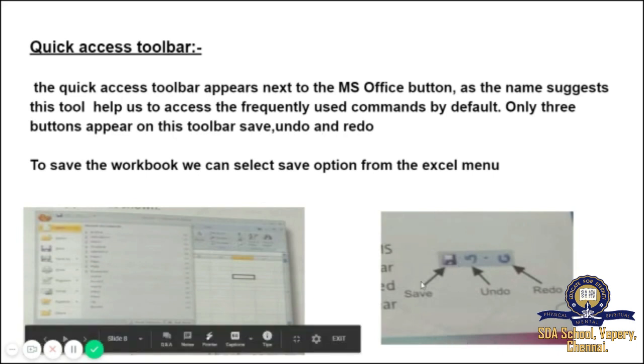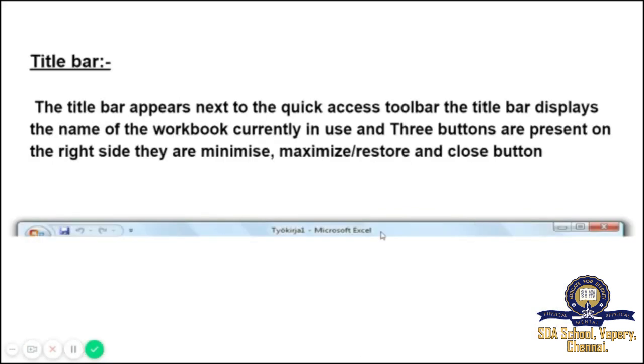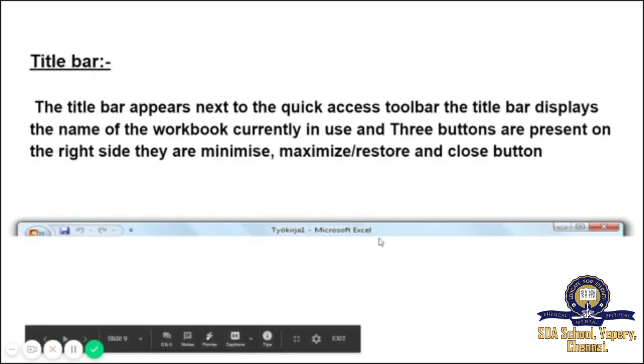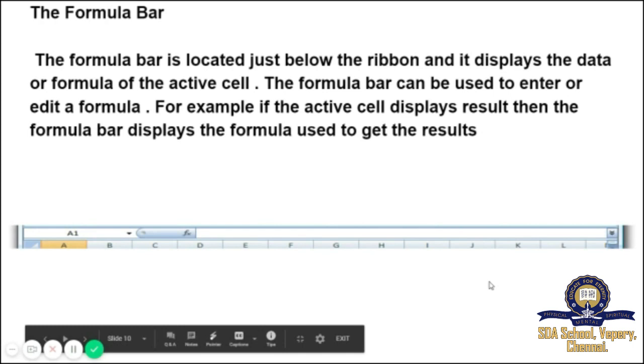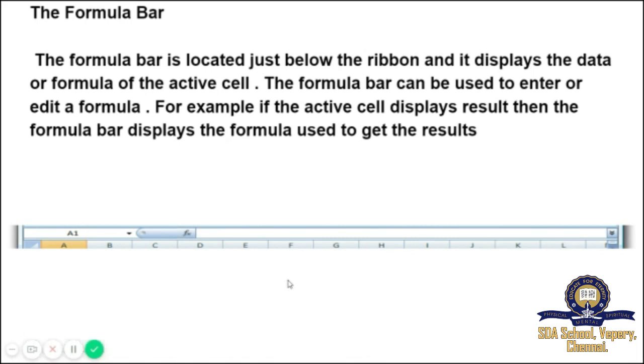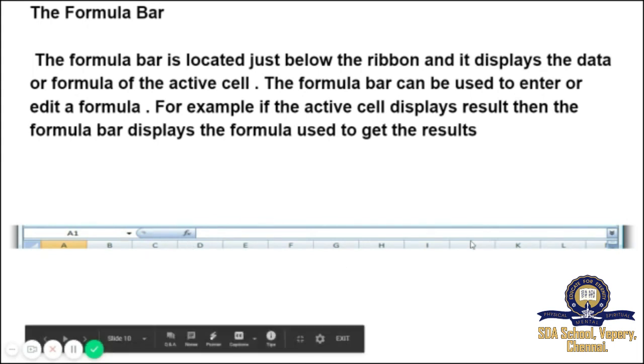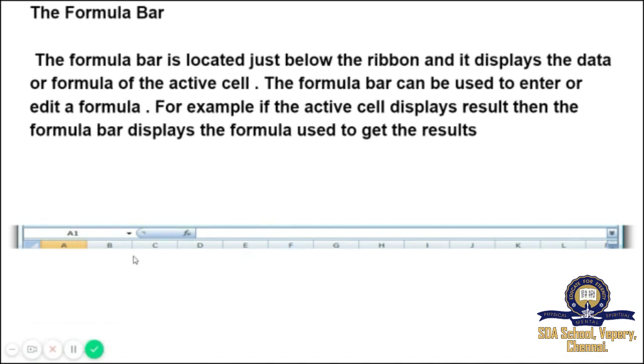These are the 3 toolbars which appear next to the MS Office button. Then the title bar. The title bar displays the name of the file, so the name of the file will be displayed here. Then the formula bar. The formula bar is the place where the formula you type in a particular cell is shown. If your cursor is in a particular cell, that cell's formula would be displayed here, and the name of the cell would be displayed here.